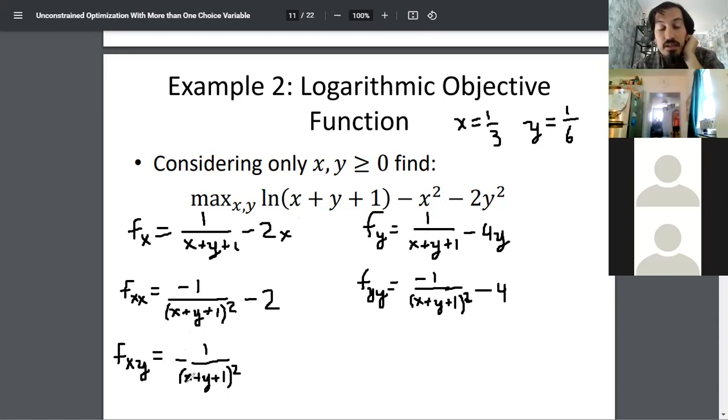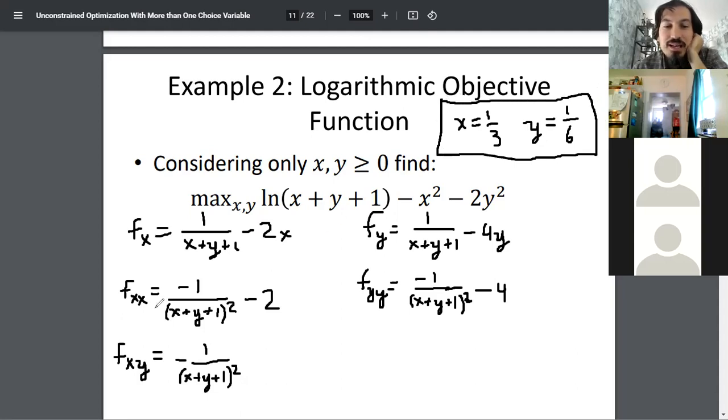Okay, good. Now, finally, we have to use the word at. We have to use the word at because we're not just evaluating these anywhere. I mean, that might be good to know. What's it like anywhere? Fine. But for now, we want to know what's happening at this point, 1/3 and 1/6.